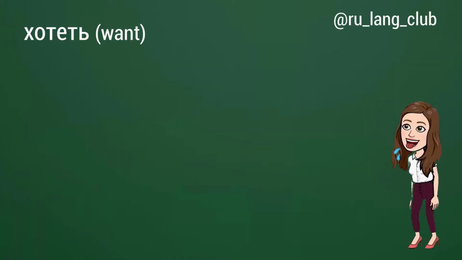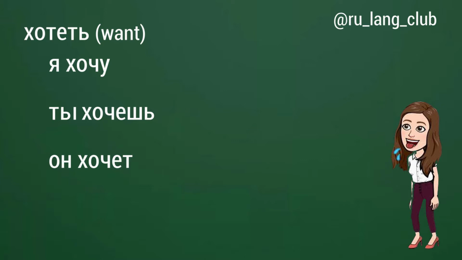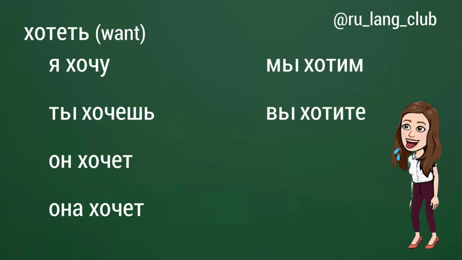Some verbs in the Russian language can have the endings of both conjugations, first and second, like the verb хотеть. In singular, that will be the first conjugation. Я хочу, ты хочешь, он хочет, она хочет. And in plural, that will be the endings of the second conjugation. Мы хотим, вы хотите, они хотят. That's a verb exception. Such verbs you just need to remember.